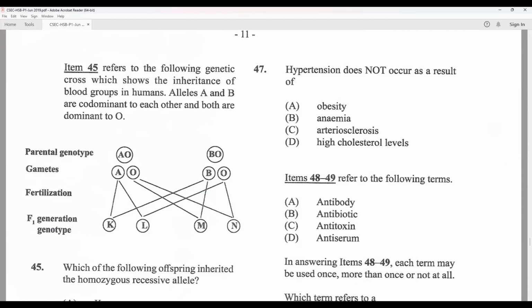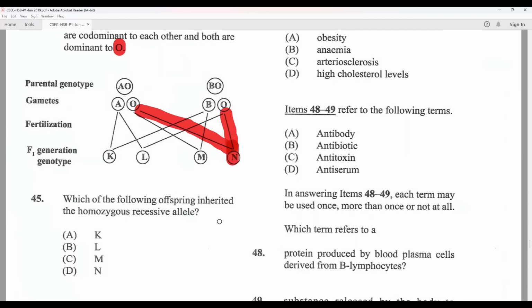Item 45 refers to the following genetic cross, which shows the inheritance of blood groups in humans. Alleles A and B are codominant to each other, and both are dominant to O. Which of the following offspring inherited the homozygous recessive allele? We already know that it is O we are looking for. That is the recessive allele. Homozygous means you have two of the same allele. So we are just following the O. We are following the cross and we arrive at N. So N is our answer, which corresponds to selection D.